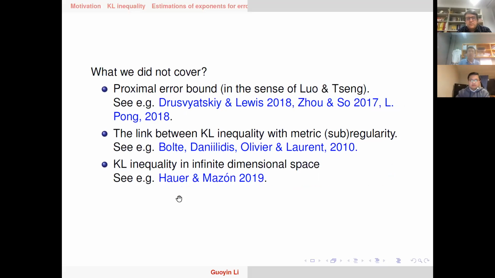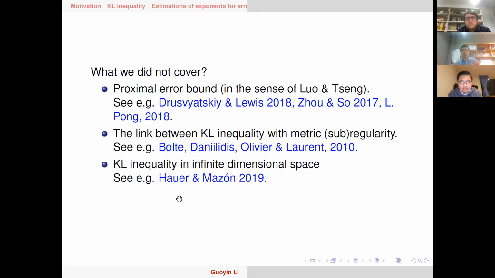I haven't mentioned a lot of things due to the time constraint. For example, you can also study the convergence rate in terms of what they call the proximal error bound, in the sense of Tseng, Luo and Tseng. This has been exploited, for example, by Dima and Adrian, and also Zirui and Anthony, and we also tried a little bit with Tim K as well in a different paper.